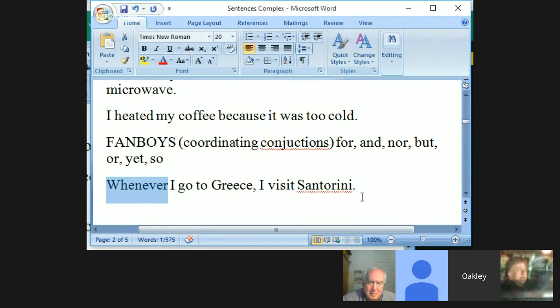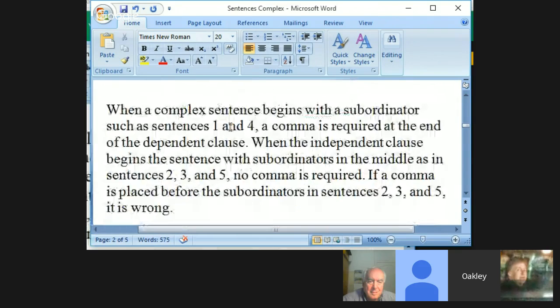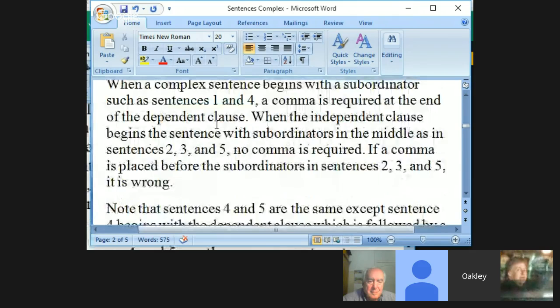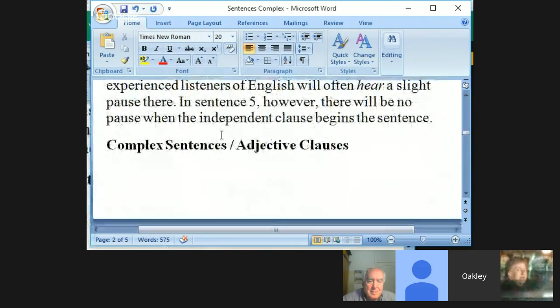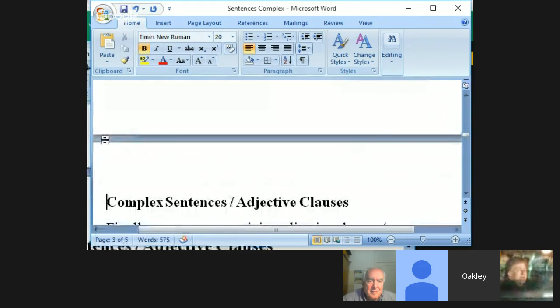And some time phrases, prepositions do the same thing. Anyway, so this is fine. It's a matter of the meaning of the word whenever. It means every time. All right. Let's look at some other fun things.